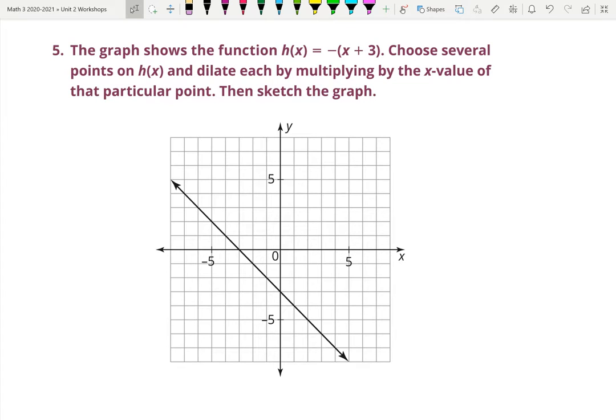So what we're going to do is choose several points on h of x and dilate each by, and this is where you're going to have to listen carefully, multiplying by the x value of that particular point. So we're going to be taking h of x and multiply it by the x value. Let's look at some of these. I'm going to switch the order though. I always like to go x, y. So I am going to put this over there.